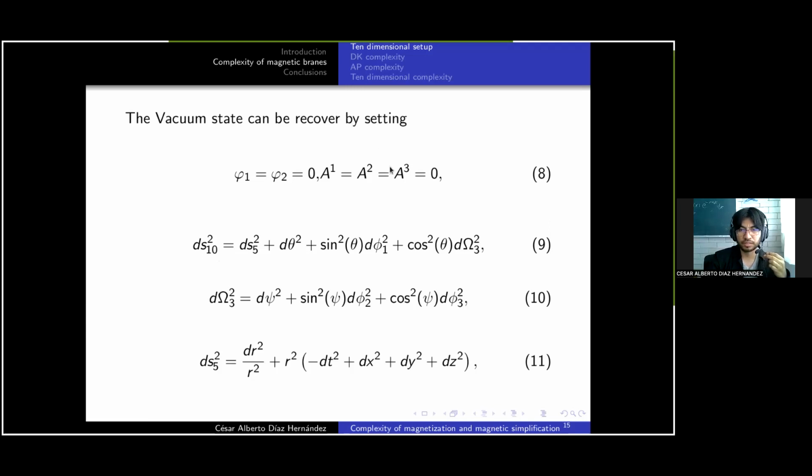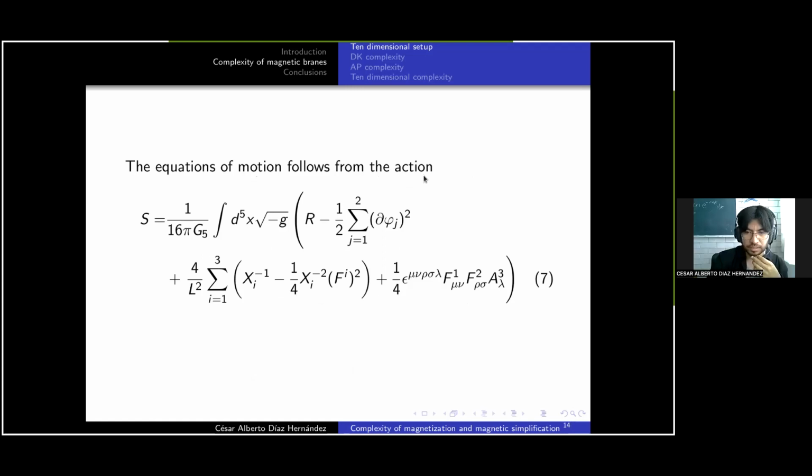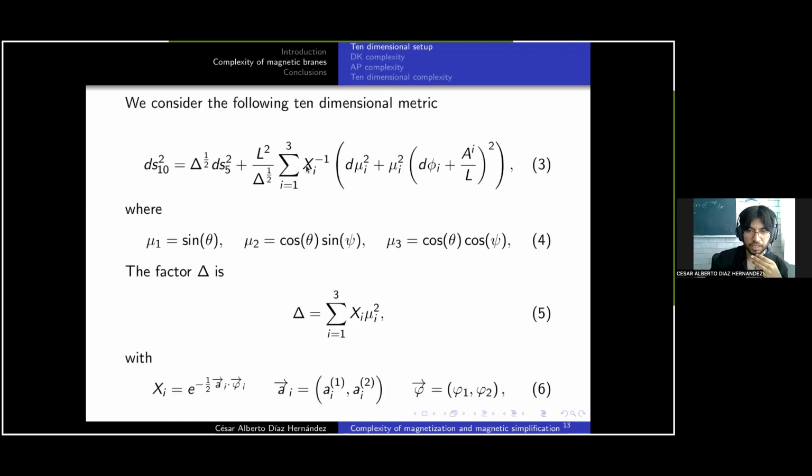Luis? Yes? Yes. Cesar, what is capital X in your action? Yes, this capital X is the same capital X that appears here in the line element. But it's a function, it's a number. I see on the bottom of the slide. Yeah, you can think of it as a function relating to the scalar fields and these directions in the 5 sphere. Okay, thank you.